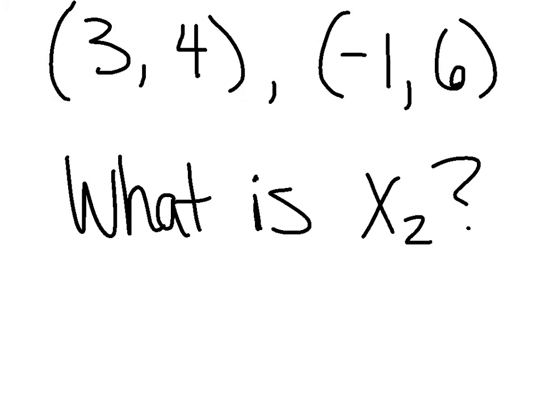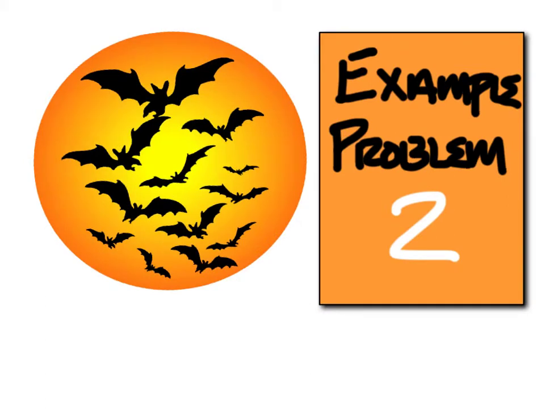Alright, walk by alert. What is x2 of these 2 points? Okay, our x2 is going to be in the first position of our second point. It should be -1. This is our x value. Remember, your x values in an ordered pair are going to be the first.